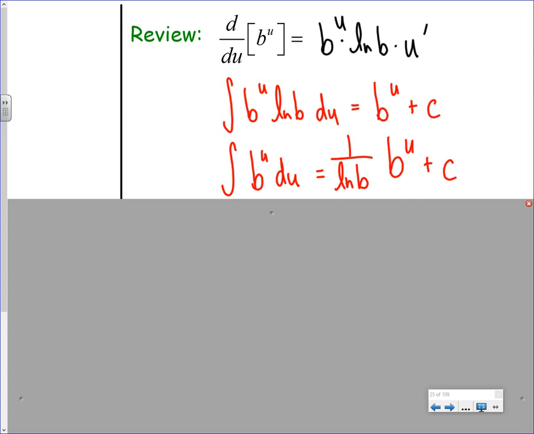Technically, we could have done something like b to the x. I just wanted to show you the u prime. We could have done b to the x, and then we could have made, what could we have made? dx. Yeah.